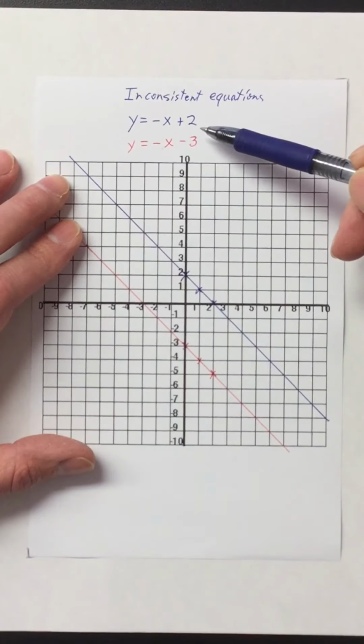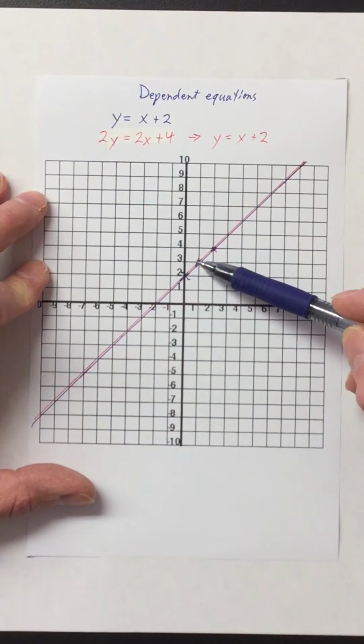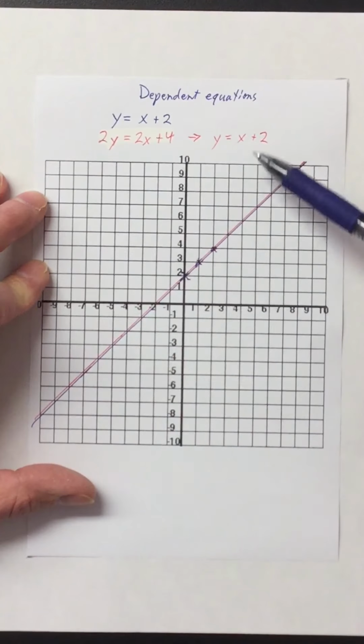All right, lastly, let's look at dependent equations. Dependent equations means that if you were to graph them, they graph right on top of each other. So I've got my two equations here. In this case, my second one is not fully in slope-intercept form yet because y is not by itself. If I divide everything by 2, then y is by itself, and I get this. So my intercept is 2, and it's a positive slope of 1 over 1, and therefore it's graphed there.